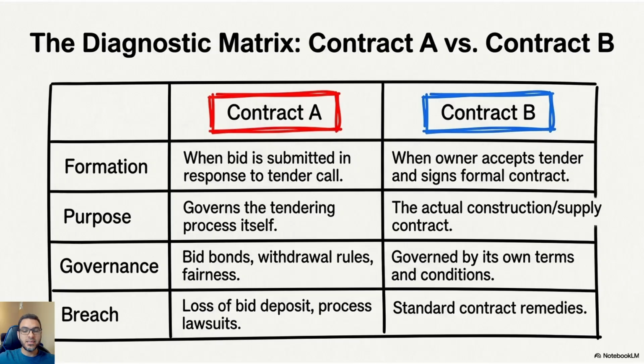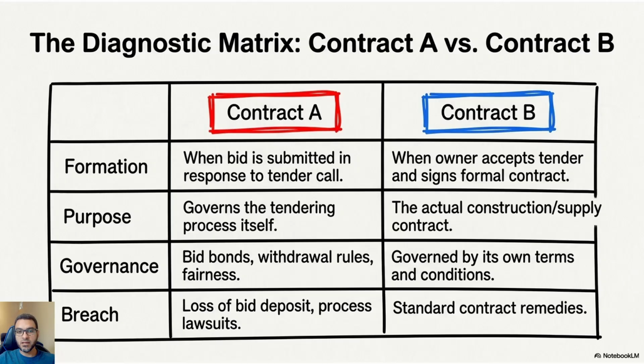Contract B is the actual contract, which is signed after all the negotiations and after reviewing all the tenders that came from the different vendors. Then the owner accepts one of the tenders and signs a formal agreement, a formal contract between them and the selected vendor. And that's Contract B.